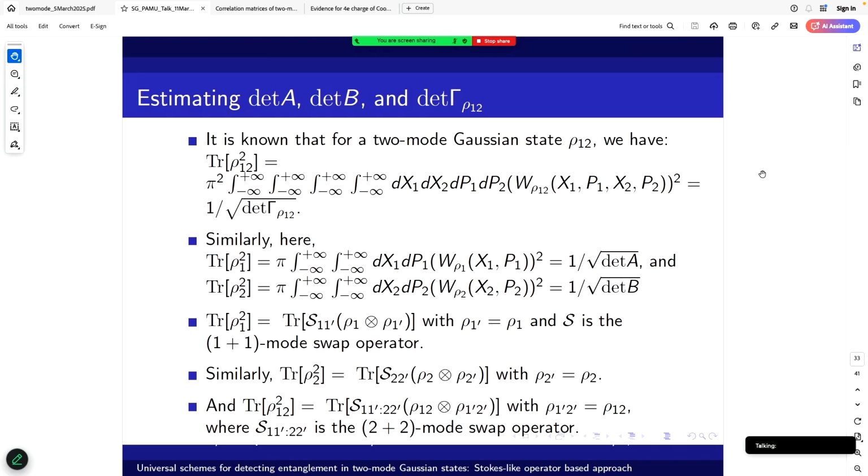And this one is for rho 1 2 square, this is basically the 2 plus 2 mode swap operator, 1 1 prime 2 2 prime, acting on 2 copies of rho 1 2. That is why I said you need 2 copies of the state. So, basically you need to perform measurement of the 1 plus 1 mode swap operator on Alice's 2 modes, the 1 plus 1 mode swap operator on Bob's 2 modes, and the 2 plus 2 mode swap operator on Alice and Bob together. So, this will provide you the determinant of A, determinant of B, determinant of gamma. So, you do not need tomography.